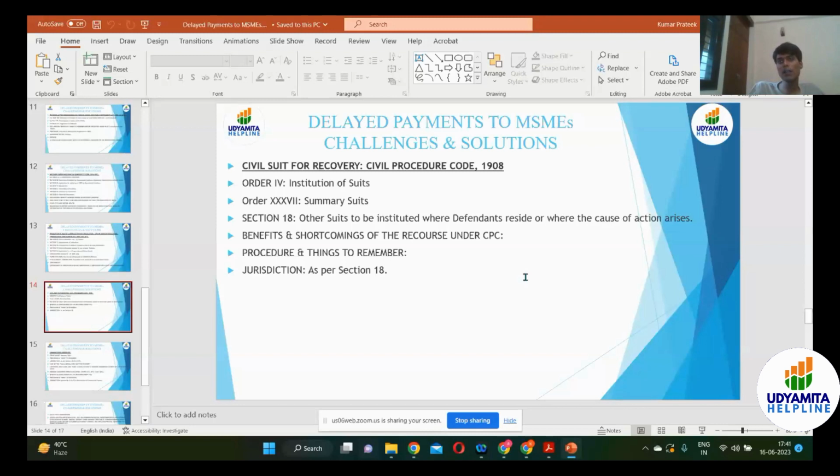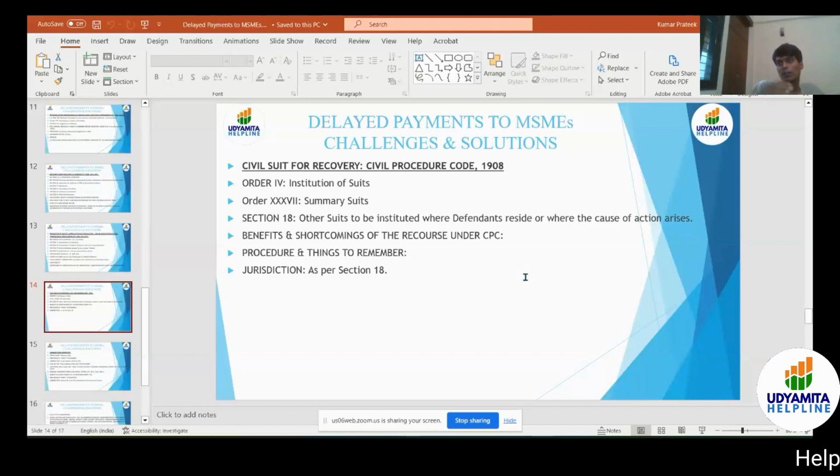So it's the most time-taking, as compared to all the other recourses that we discussed. And the jurisdiction for filing the civil suits is under Section 18, which states that suits are to be instituted where the defendants reside. So if you are the claimant, then the jurisdiction would not be as per you. The defendant would have the jurisdiction, right? So the other party, where it is situated, would have the primary jurisdiction, or where the cause of action arises.